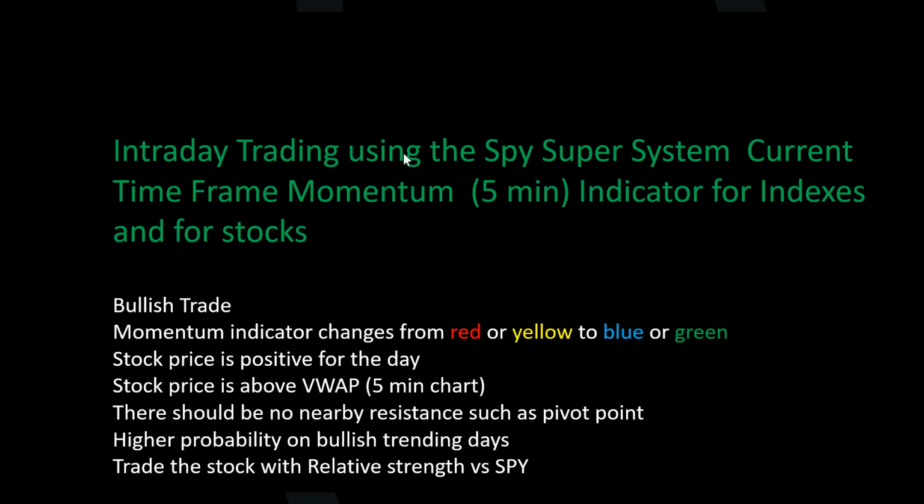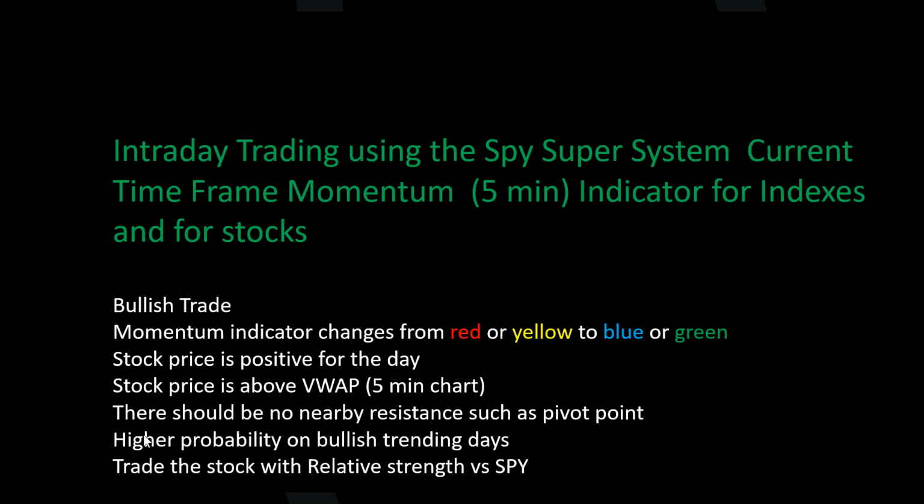All right, now intraday trading using the SPY Super System, current time frame momentum, the 5 minutes, the indicator for the indexes and stocks. Bullish trade: the momentum indicator changes from red or yellow to blue or green. That means we've gone from institutions selling to institutions buying. The stock price is positive for the day, all right, it'd be green for the day. Stock price is above the VWAP on the 15-minute chart. There should be no nearby resistance, such as a pivot point. Higher probability on bullish trending days.